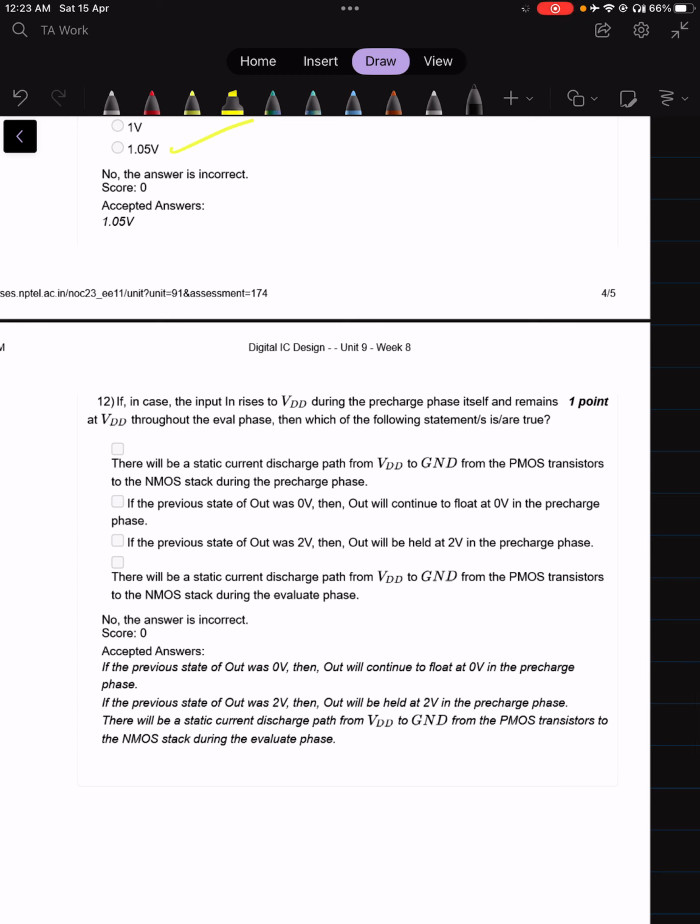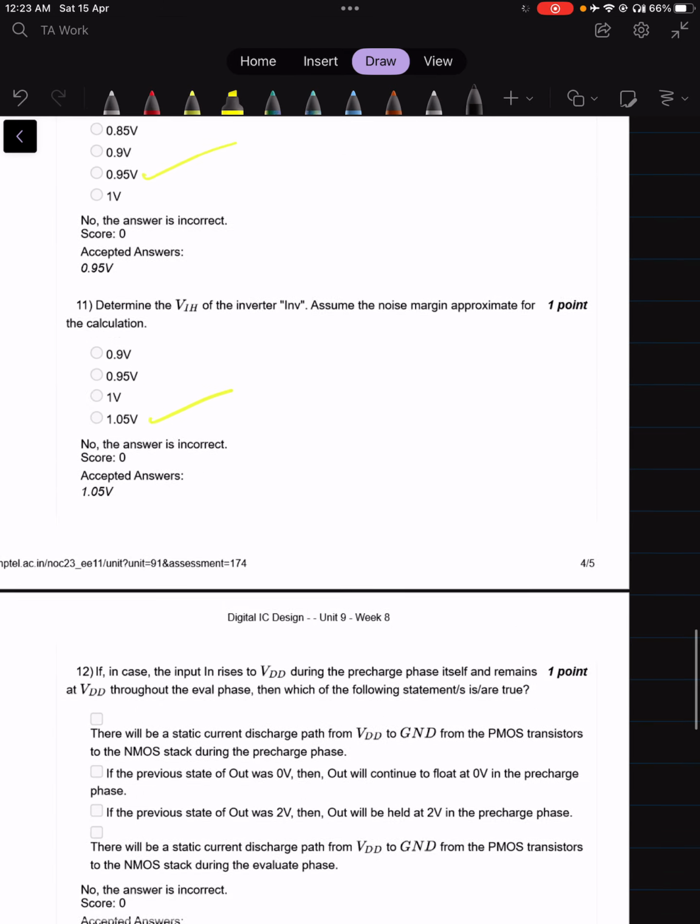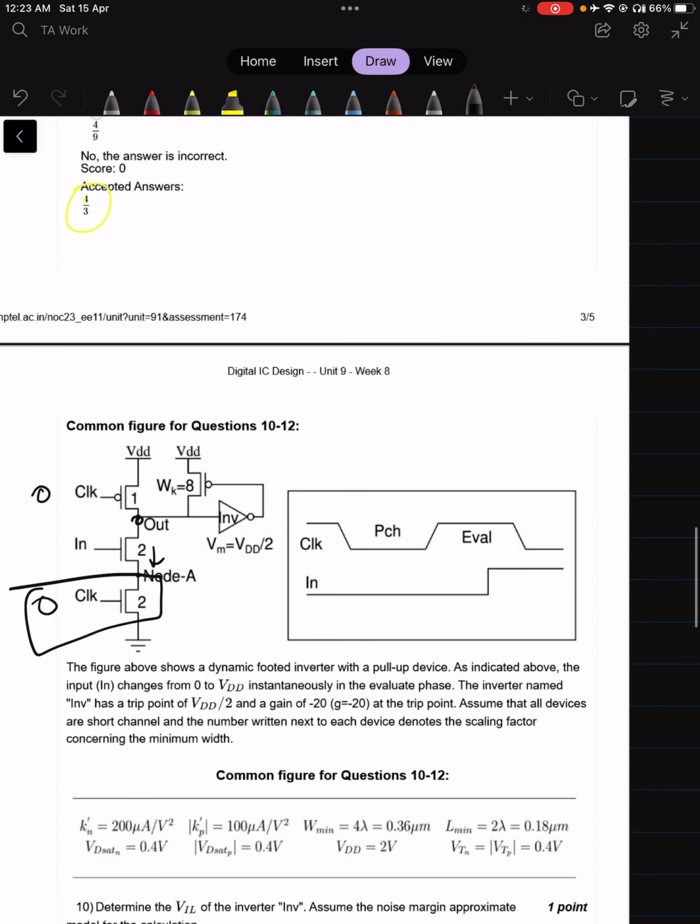Now, if the previous state of out was 0 volt, then out will continue to float at 0 volt in the precharge phase. Yes, that's true. Let's say this was at 0 volt. In the precharge phase, even if in was 1, in our case it is 1, it cannot discharge it down. I mean, in the case of 0 volt, it will remain at 0 volt. But let's say if there was a different voltage over here, right?